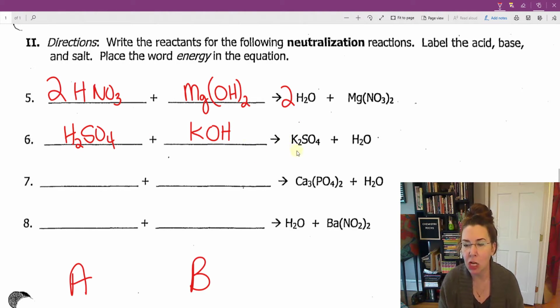I'm going to look over here. I've got 2 potassiums, 2. And that means I'm going to need 2 waters to balance out the 2 hydroxides and the 2 hydrogens. And now we are good.